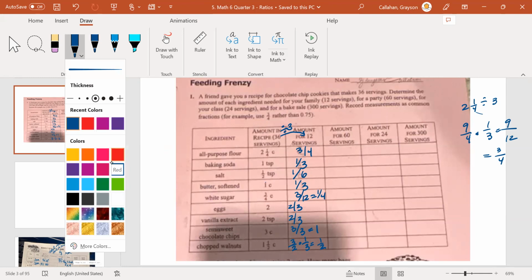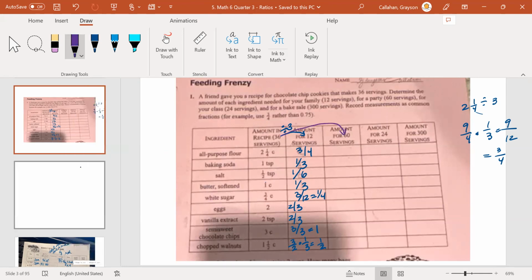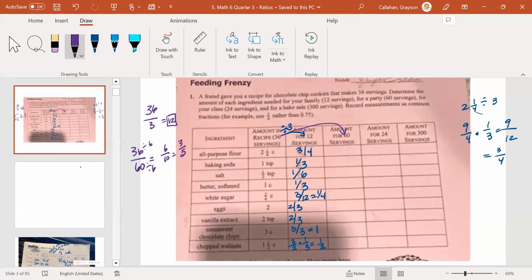Then, next step is from 36 to 60. Now, this one is not as direct, because 36 divided by 3 gave me 12, that's a perfect whole number. 36/60 is not going to give me a whole number. It's going to give me a fraction. So what you do is you reduce this. If I divide by 6 on top and bottom, that gives me 6/10. Divide further by 2, 3/5. So your fraction is 3/5, okay?